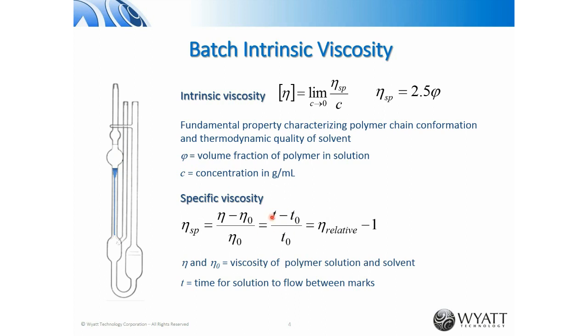And then if you repeat the experiment for a pure solvent, you get T naught for the pure solvent, and T minus T naught over T naught is essentially the ratio of the difference of the viscosity of the sample minus the viscosity of the solvent over the viscosity of the solvent. And this is called the specific viscosity, and it's equal to the relative viscosity minus 1.